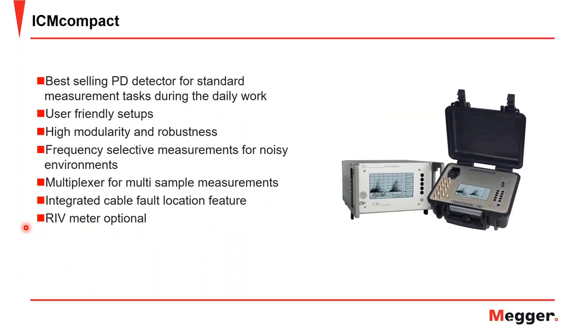Next, we have the ICM Compact, which is a more popular detector for standard measurement tasks during daily work. It has user-friendly setups, again offers high modularity and robustness, and frequency selective measurement for noisy environments. If you're trying to avoid some high-frequency noise, you can select your measurement frequency. It offers a multiplexer for multi-sample measurements, as well as an integrated cable fault location feature, and even a radio interference voltage meter, or RIV meter, is optional with the ICM Compact.